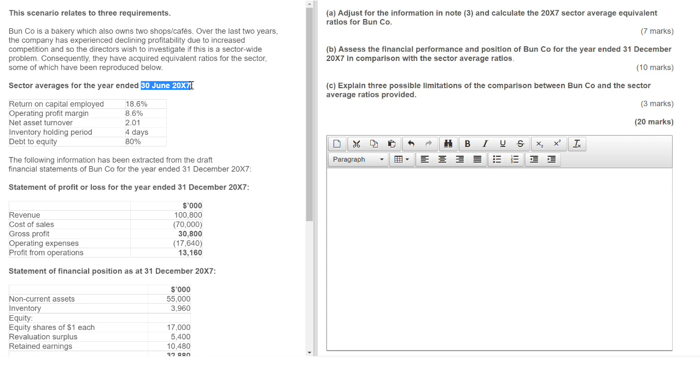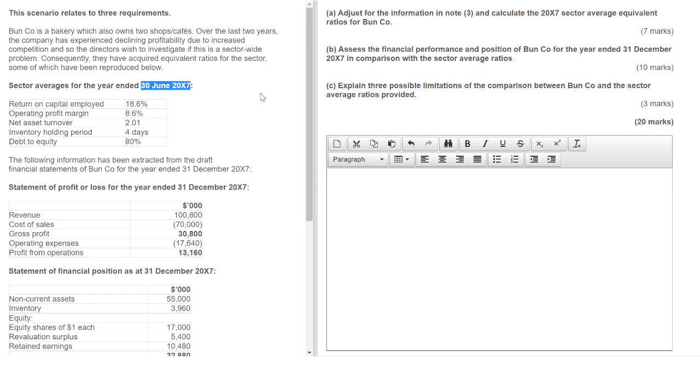And then part C, it says explain, so don't just note the limitations, explain. So use the information that you've got within the question to go through there and explain the limitations, 3 of them, so 1 mark for each of the comparison between Bun and the sector average ratios provided. Well, straight away you've got one of the possible limitations, haven't we? We're doing an analysis for Bun for December x7, and the sector averages that we're given are June x7, so that's a limitation because we're not comparing like for like, are we? So there you go, there's 1 mark. Put that in your own words and off we go.